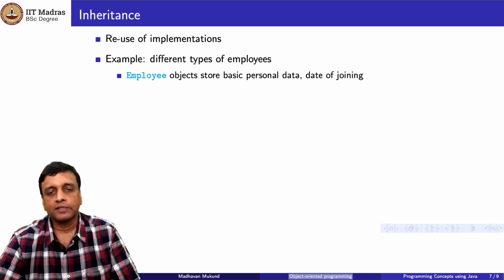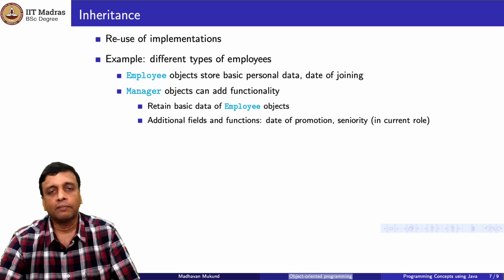So, here is an example. Supposing that we are trying to keep track of different types of employees in our organization. We might start with a basic type employee, an abstract data type which stores information about a basic employee, which has basic personal data like their name and various things, maybe also their date of joining. Now, we might want to keep extra information about some types of employees. For instance, we might have managers whom we want to treat differently in some parts of the code.